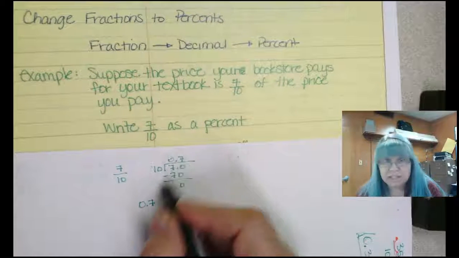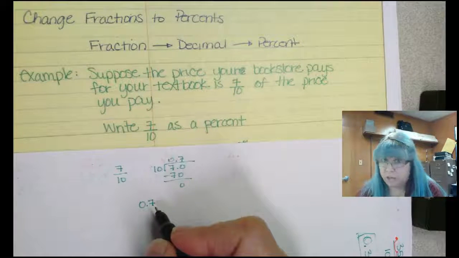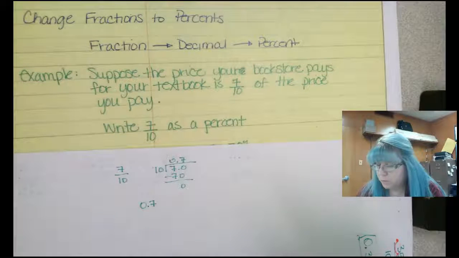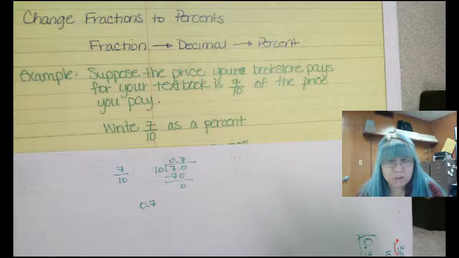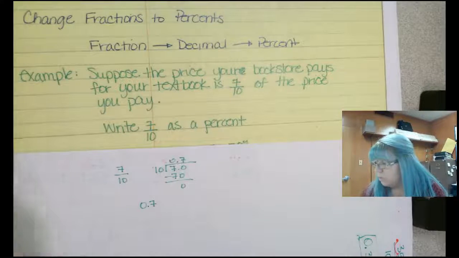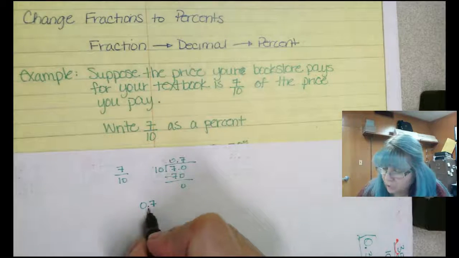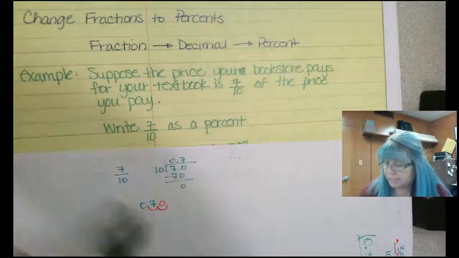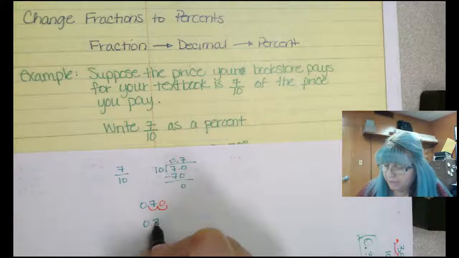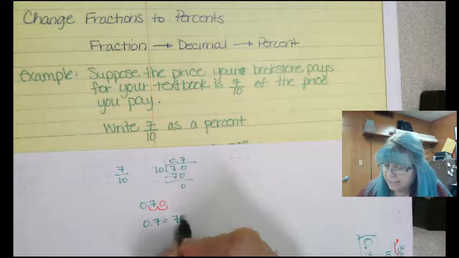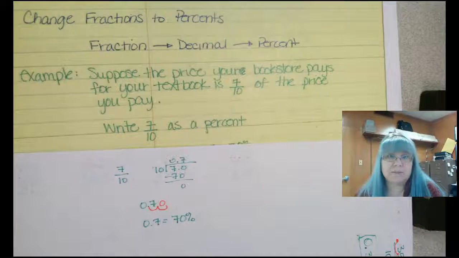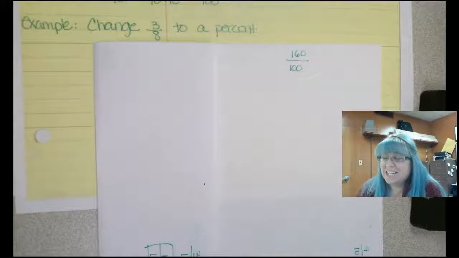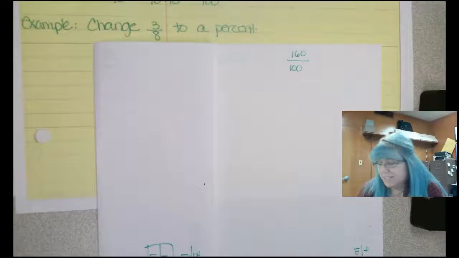Now that we have it in decimal form, either way you work it out, we want to change it over to percent. So what was our rule of changing to percent? We move the decimal 2 places to the right, 1, 2, and add the percent symbol. So 0.7 will be 70%.